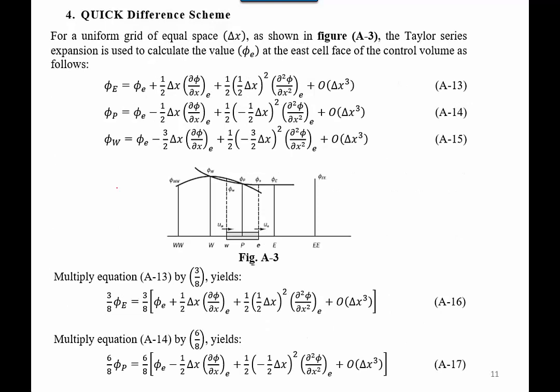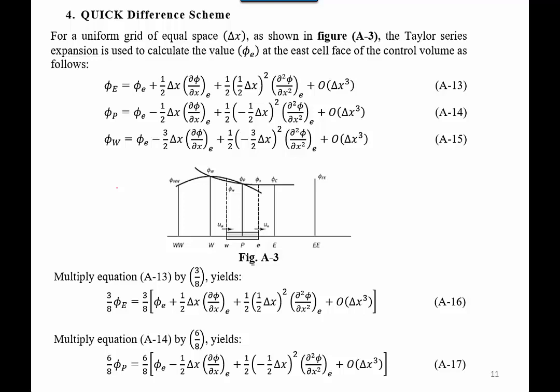There's a fourth type of scheme, which is the QUICK difference scheme, and it needs more than 3 points to calculate the value of the gradient at each interface. So if we use the Taylor series expansion to calculate the value of phi at the east interface, we will use equation A13.